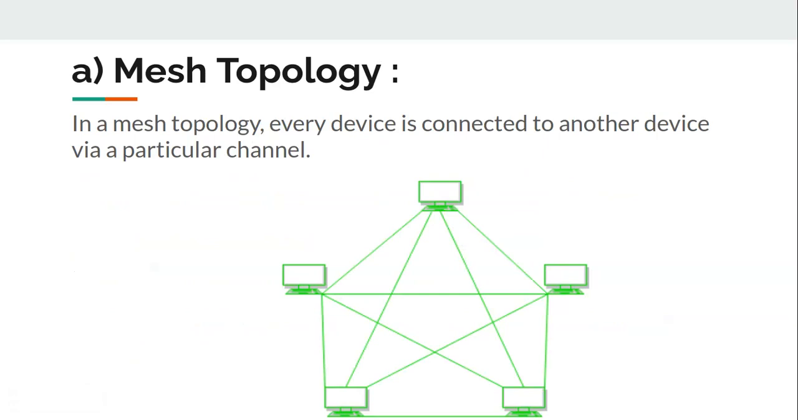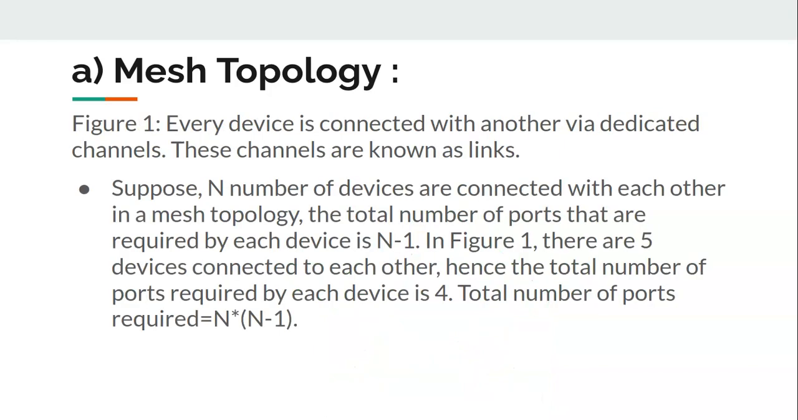So one way or the other, if this is computer A, this one here, and this is computer B, we are saying that computer A and computer B are connected to each other, computer A and computer C are connected to each other. So every computer is connected to every other computer within that network. Yeah, that's mesh topology. So we say every device is connected with another via dedicated channels. These channels are known as links.